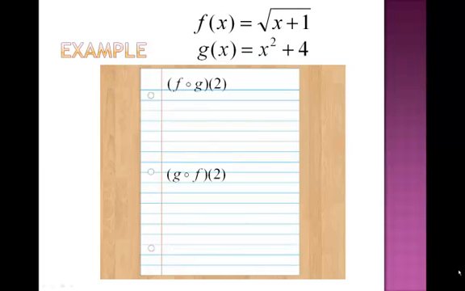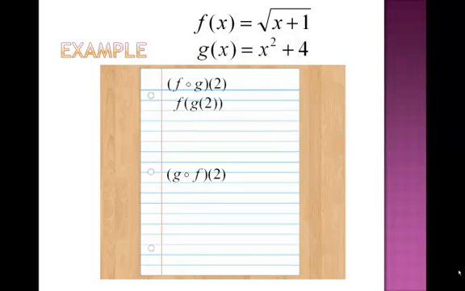Now let's look at an example where we have some numbers for our inputs. So here I now have f of x equals the square root of x plus 1, and g of x equals x squared plus 4. And in the first part, I want to find f of g of 2. Remember, that means that g is our inside function and that f is on the outside.